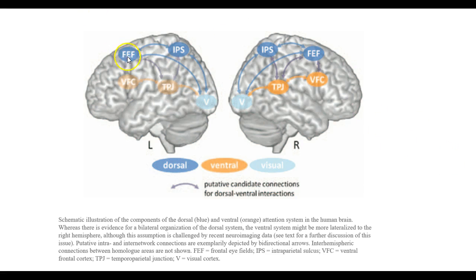So the dark blue here is the dorsal system. Okay? This is a top-down process. So this is really our prefrontal cortex making a decision. Hey, here's what my goal is. Here's where I want to put my attention. And it sends information from eye fields to direct your eyes towards those goal-directed things in our environment.